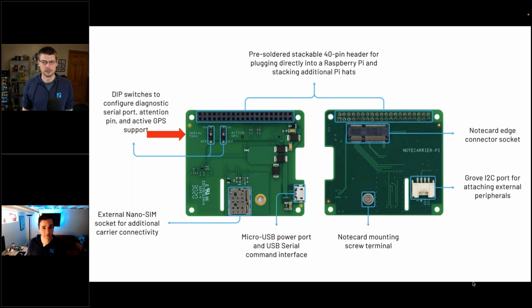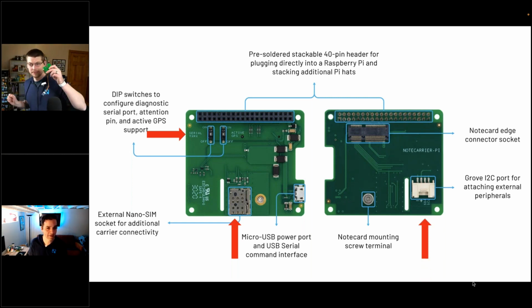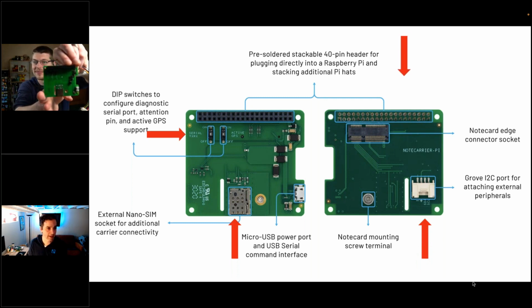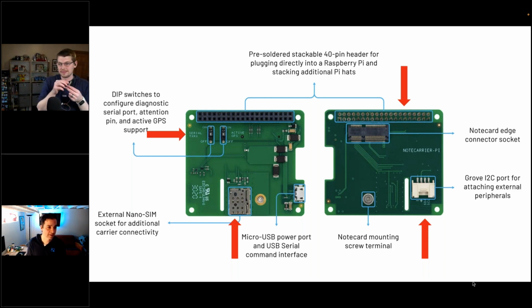There are also some dip switches on the back of the hat, and those enable usage of an active GPS antenna and serial access as well. And I think I mentioned this before, but there's an external SIM slot there if the embedded eSIM on the Notecard isn't supported in your country. And there's a Grove port on there for connecting to external peripherals. And again, finally, that 40-pin hat is stackable, so you can add other Pi hats as needed.